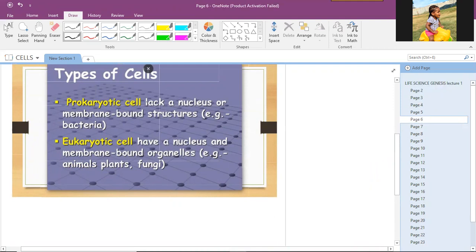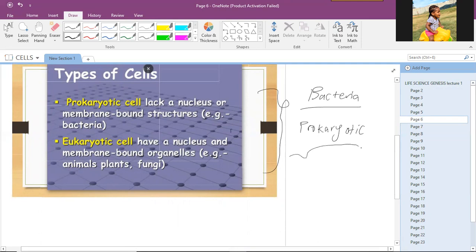So on planet Earth, we have got two different types of cells. We have got prokaryotic cells, because we have got bacteria, things like E. coli, salmonella, those things that make us sick. These types of cells are known as prokaryotic cells. Prokaryotic meaning they don't have a true nucleus, or they don't have membrane-bound organelles.